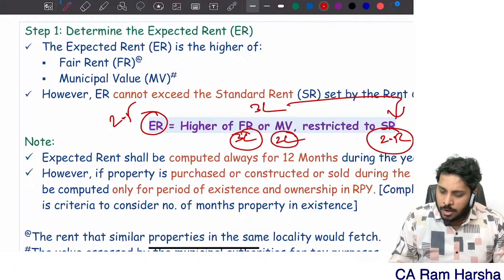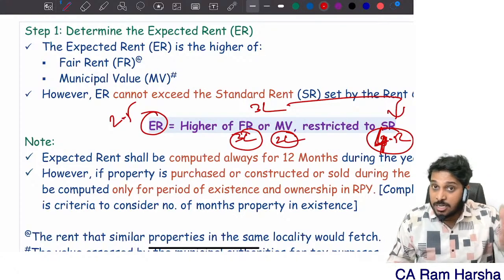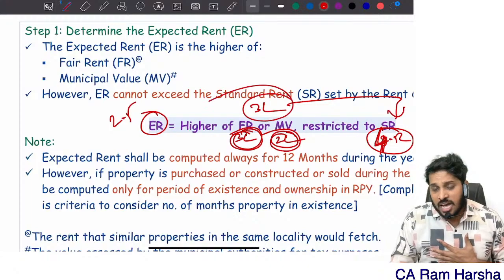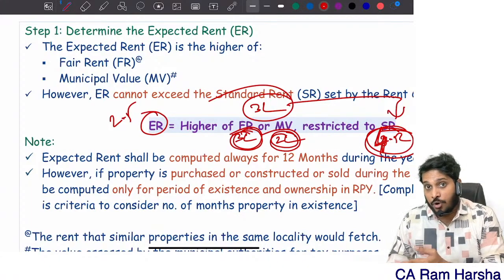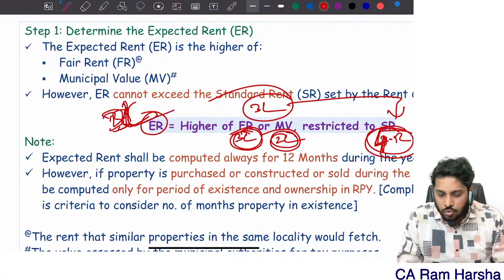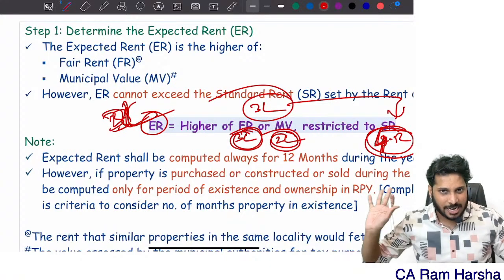Sir, suppose standard rent is 4.5, but fair rent is 3, municipal value 2, whichever is higher, 3. But it cannot exceed 4.5. Here it is less than 4.5, so no problem. 3 lakhs only is the expected rent. That's it. Expected rent understood.